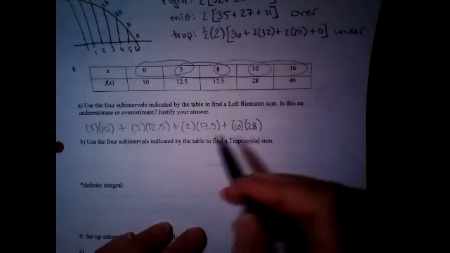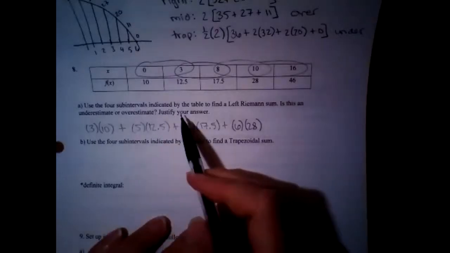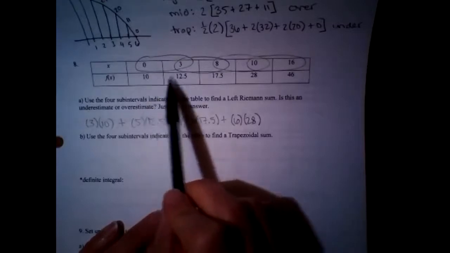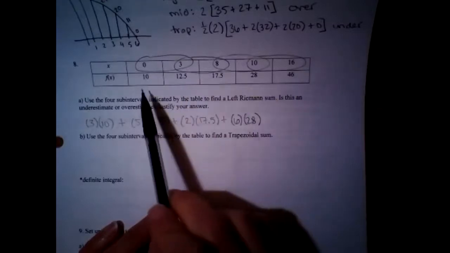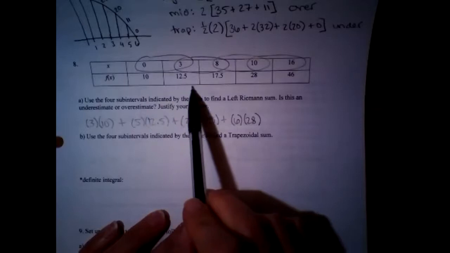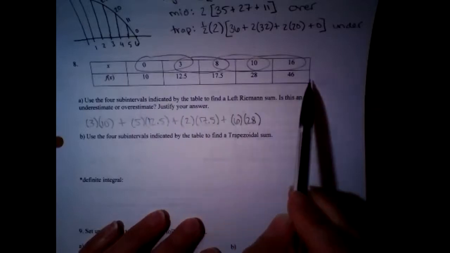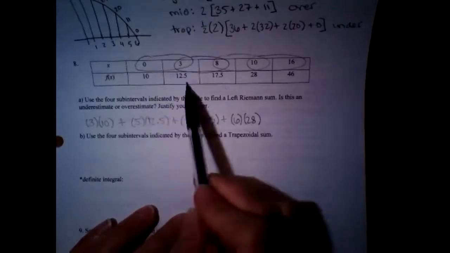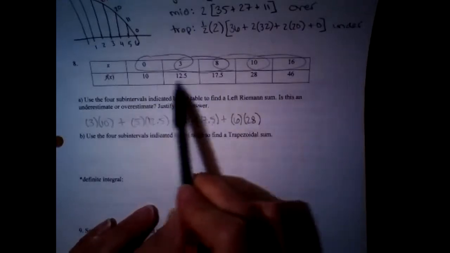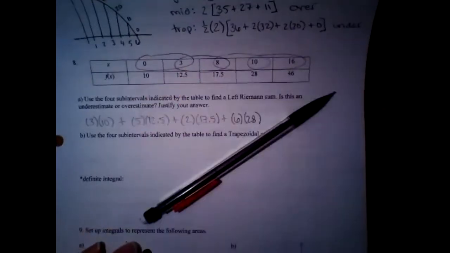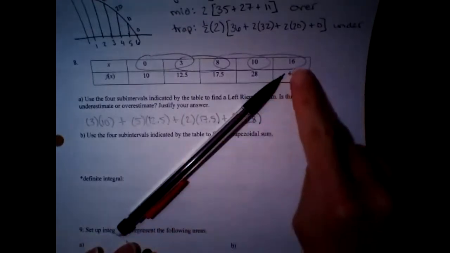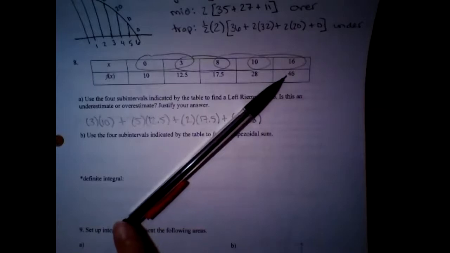But then we're going to state whether it's an under or overestimate and do a justification. It's based on whether these values are increasing or decreasing. So is this function increasing or decreasing? Good. 10, 12, 17, 28, 46. Good. Increasing. So doing something like this, I'll just usually set my pencil down and look at it. So the function's increasing. We did a left sum.